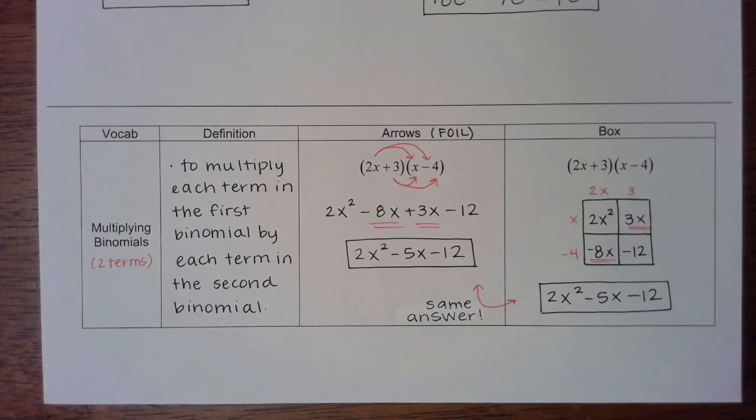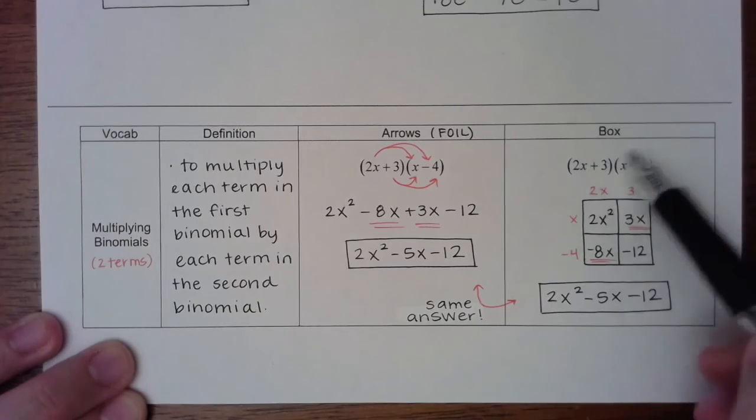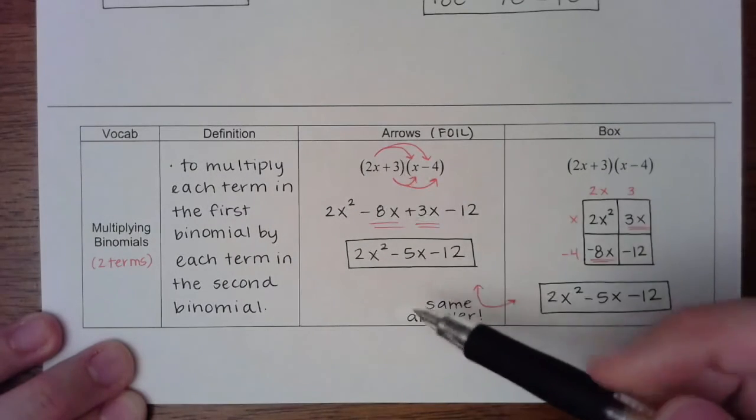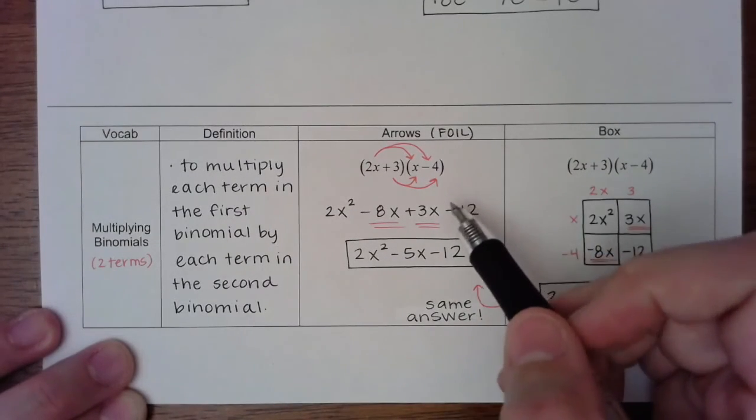So there's 2 ways that you'll see this done. Some teachers teach this box method. Most teachers teach it this way though, with FOIL. FOIL is like doing the distributive property twice.